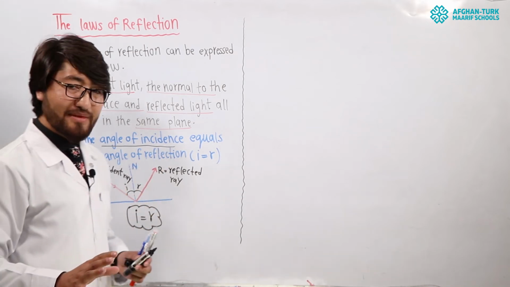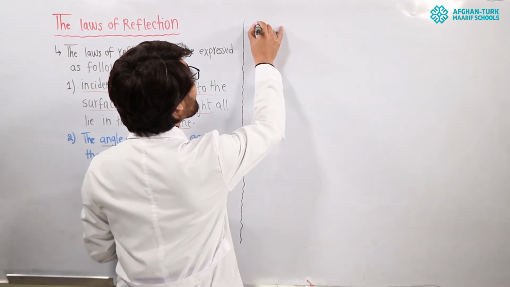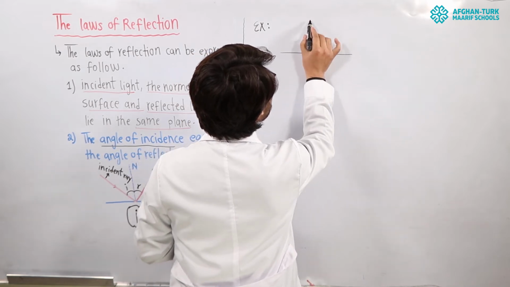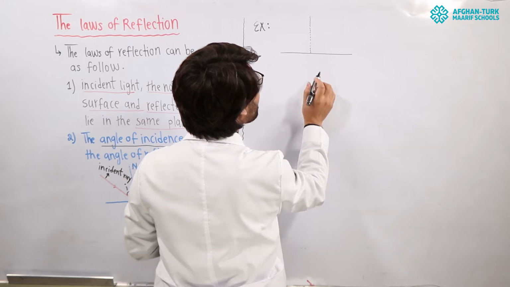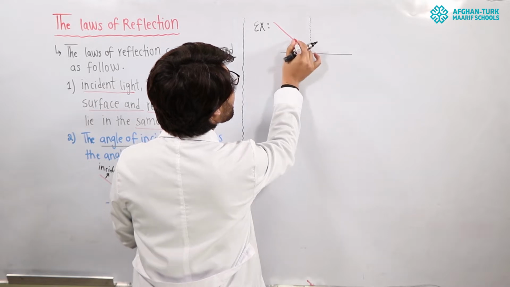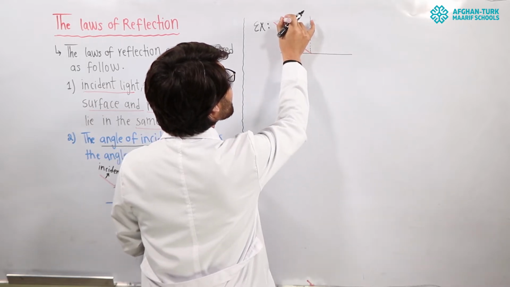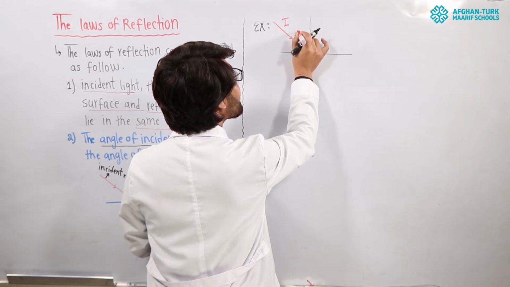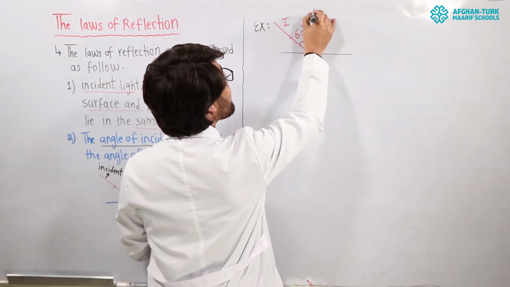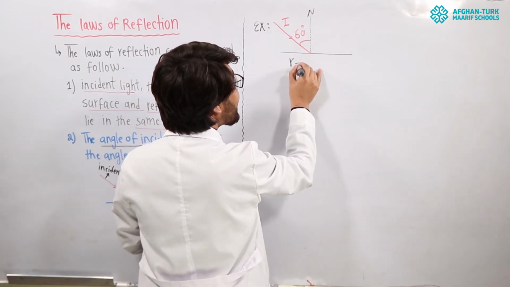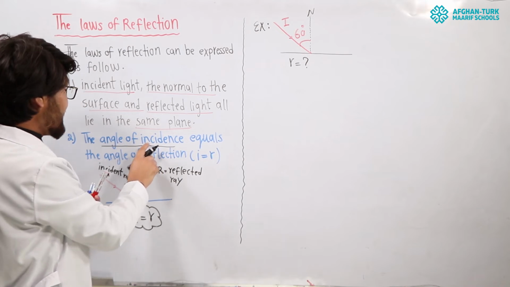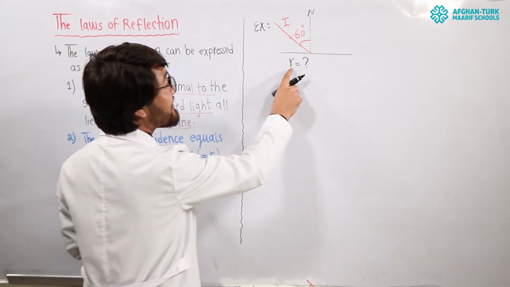Okay, look at some examples. Example number one. It is a surface. Here we have a normal line. This is the incident ray, we can say I. The incident ray makes 60 degrees with the normal line. What is the reflected light? It means what is the angle of reflection? It means find R.